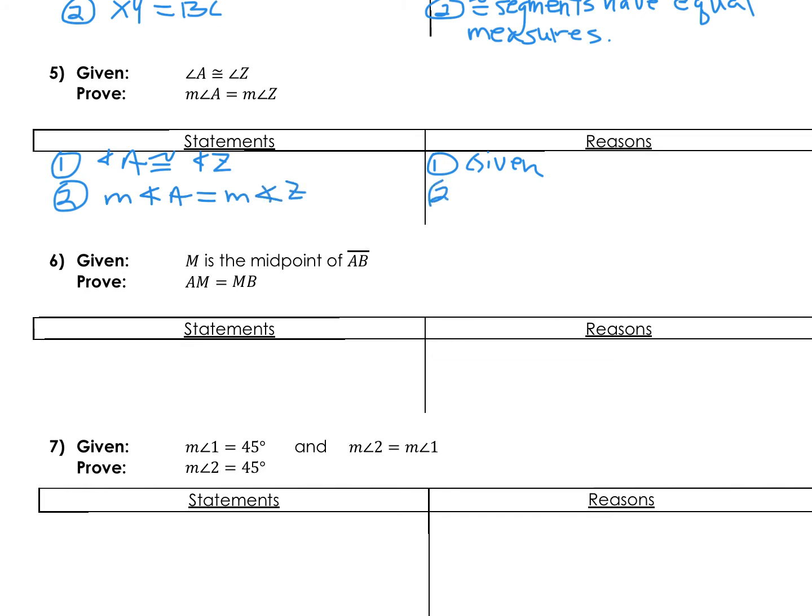So your reason in step 2 is that congruent, this time it's angles because it's not segments, so congruent angles have equal measures. And that's it. So good job if you got that on your own.